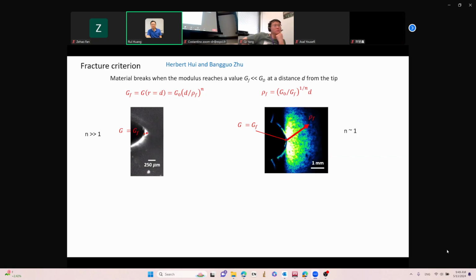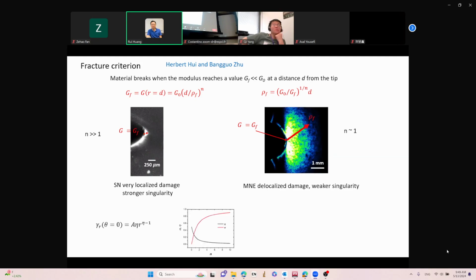And so the question is, if we have a given value of modulus at the crack tip, what's the implication on the rest of the damage and the strain field? There are a few things that are interesting. First of all, the strain field itself. With this assumption, Herbert is able to calculate the stress and strain field as a function of distance.